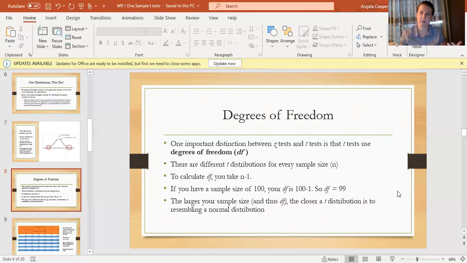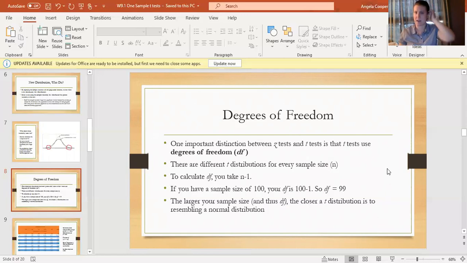So whatever our sample size is for our one sample t-test, if it's 1,000,000, our degrees of freedom is 999,999. If it's a sample size of 100, our degrees of freedom is 99. If it's a sample size of 50, it's 49. If it's 322, it's 321 for the degrees of freedom. It's just taking our sample size and subtracting 1, and that gives us our degrees of freedom.